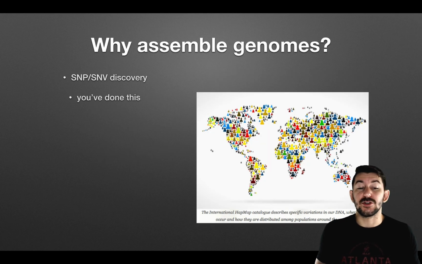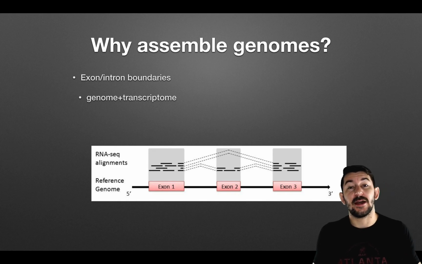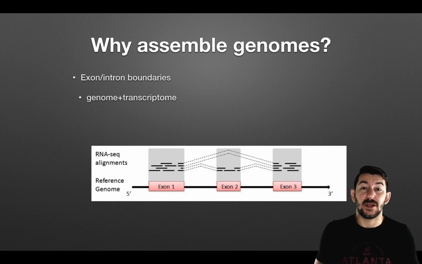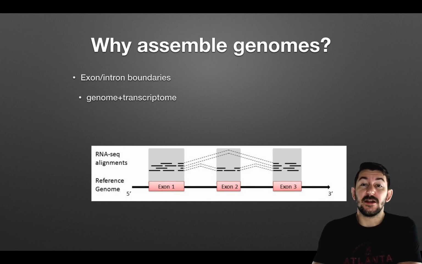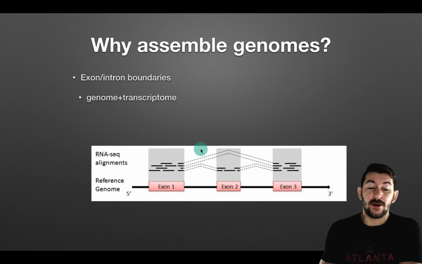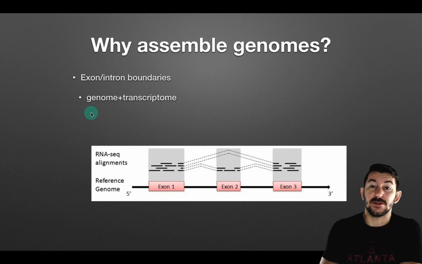So examples of what you can do once you've assembled a genome, again, SNP/SNV discovery, these are things that you've done in lab. If you're interested in gene expression and intron-exon boundaries, if you mapped RNA sequencing data to a genome assembly, where there are gaps between the reads that map and reads that don't map, you could infer those to be intronic regions within genes.